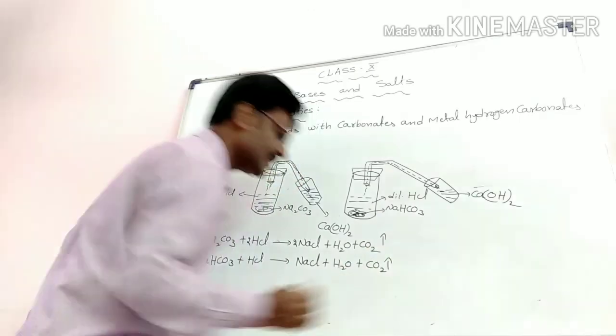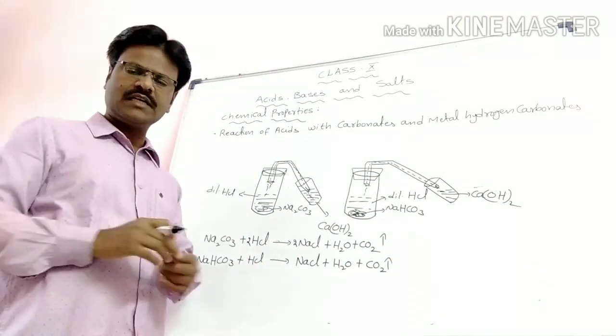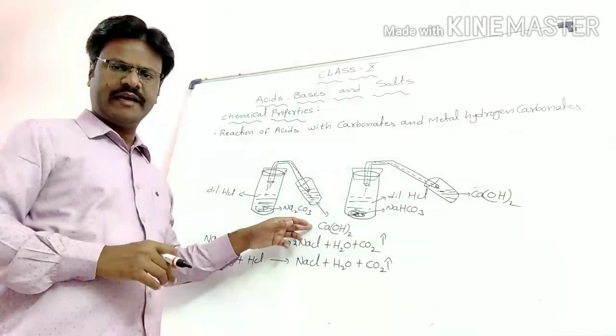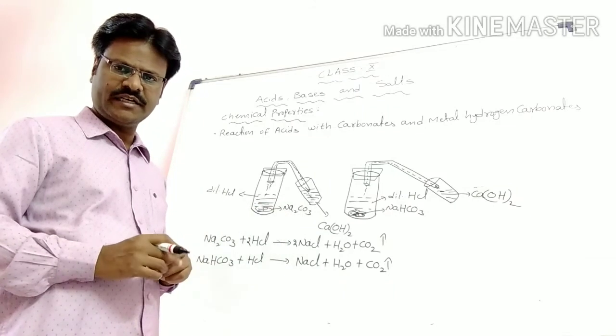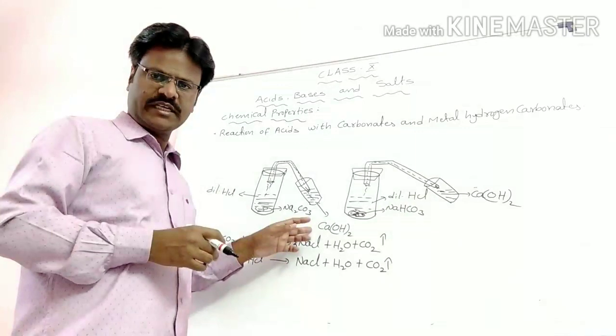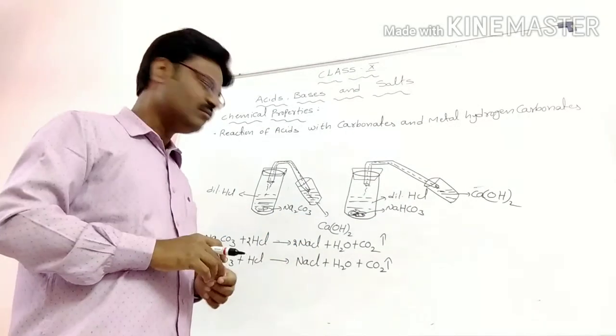So here carbon dioxide is a colorless gas. To identify this colorless carbon dioxide gas, we pass it through slake lime, that is calcium hydroxide. When we pass it through calcium hydroxide, it changes into milky white.